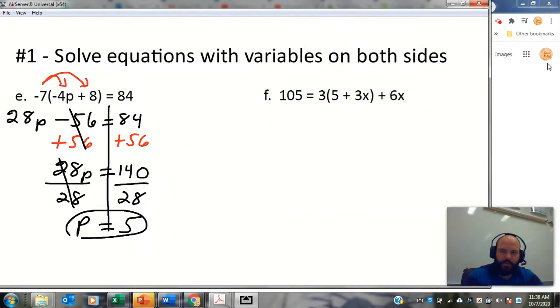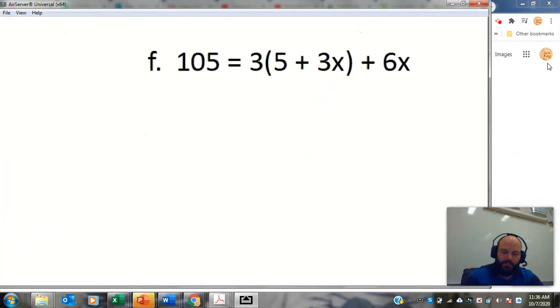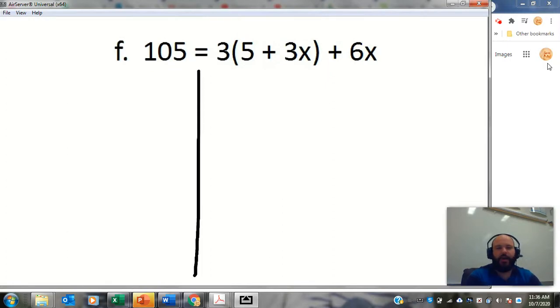Now, moving on to the next one. This is similar to the last one, but there's a little bit extra work in this one, and you'll see why here in a second. So I'm going to draw my line down from the equals. I do prefer that you do that to keep things organized. You can see on the left-hand side, there's only a 105. There's nothing to simplify or distribute or combine or anything over there, so we're good. We can leave the 105, but looking at the right-hand side, this 3 needs to distribute. So you need to distribute that 3 first.